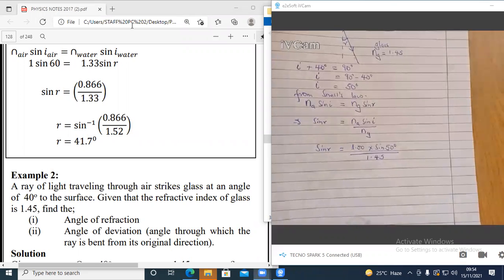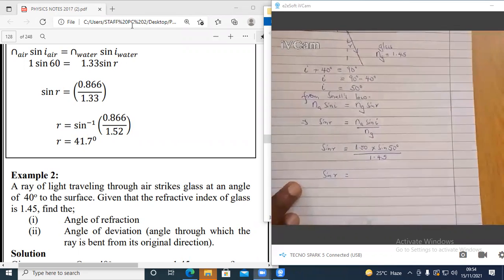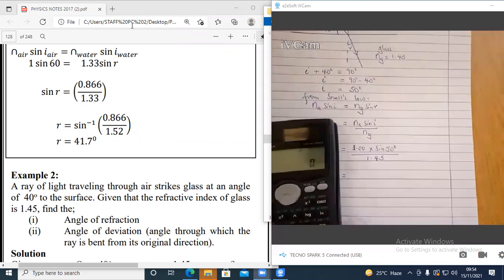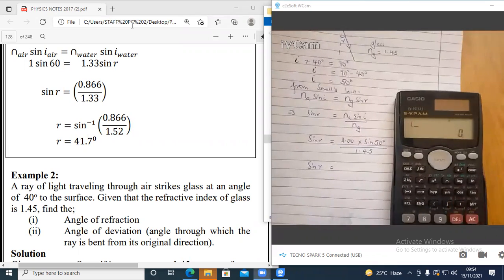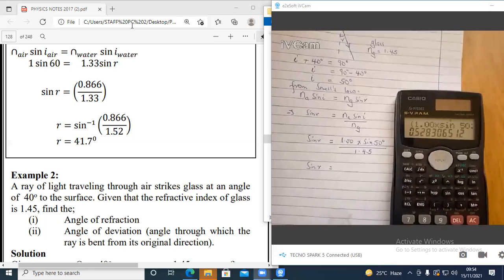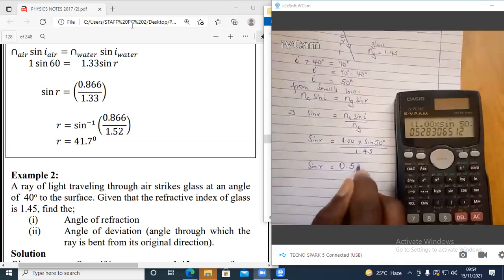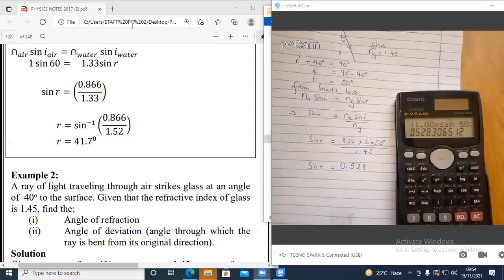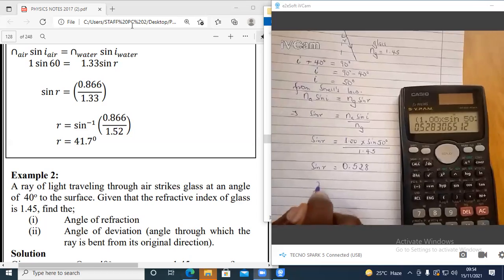Yes, teacher. So now, can we press that? Sine r will be equal to, open a bracket, 1.00 times sine of 50 degrees, close that bracket, divide by 1.45. We get 0.528. We write to how many decimal places? To 3. So which means r is equal to what?